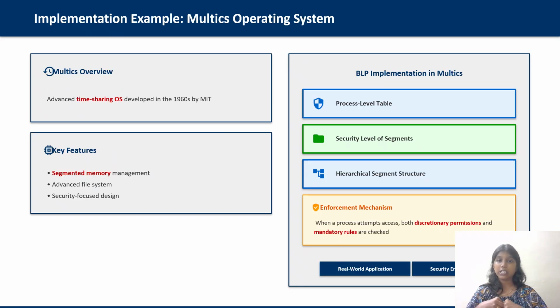There is another important implementation example, which is the Multics operating system. Multics overview: an advanced time-sharing OS developed in the 1960s by MIT. Key features are segmented memory management, advanced file systems, and security-focused design. BLP implementation in Multics: process level table, security level segments, hierarchical segment structure, enforcement mechanism. When a process attempts access, both discretionary permissions and mandatory rules are checked. This has real-world application in security enforcement.